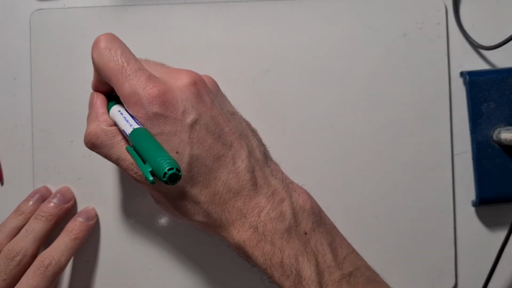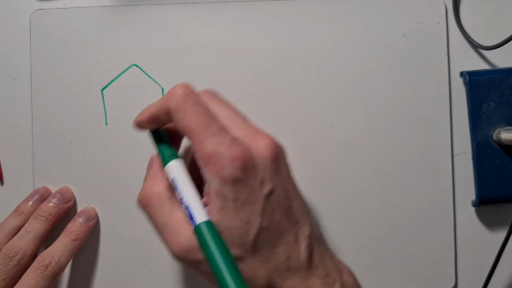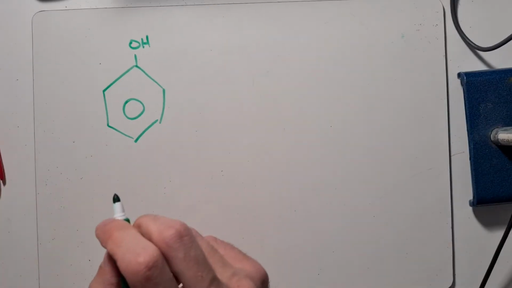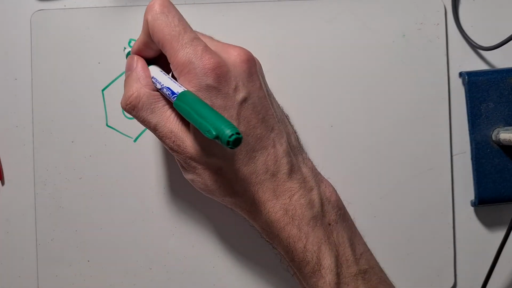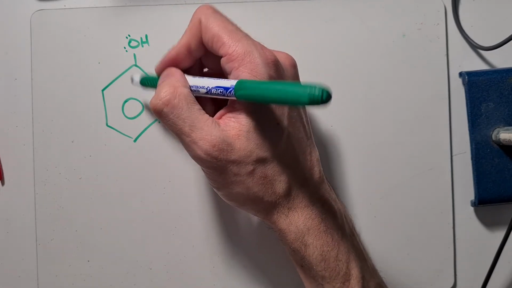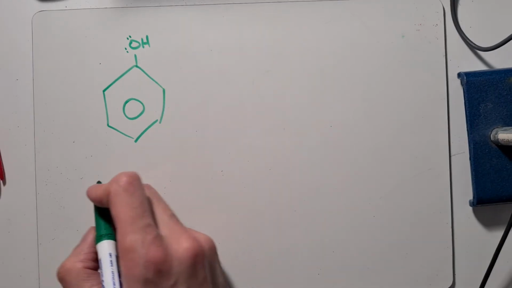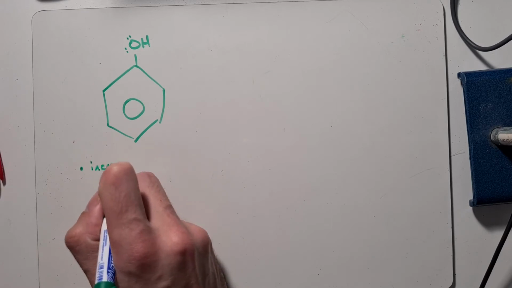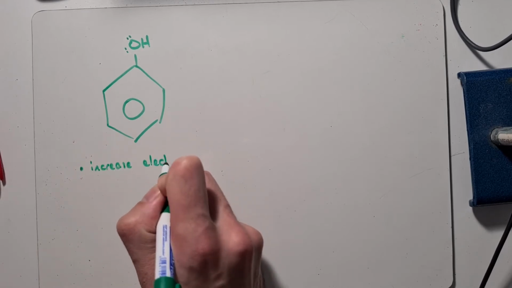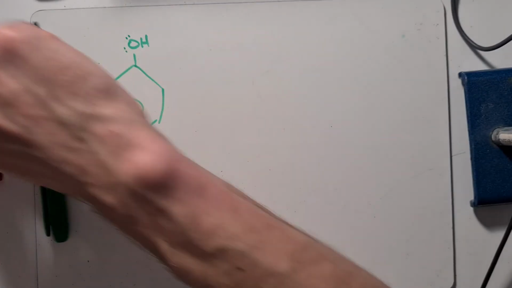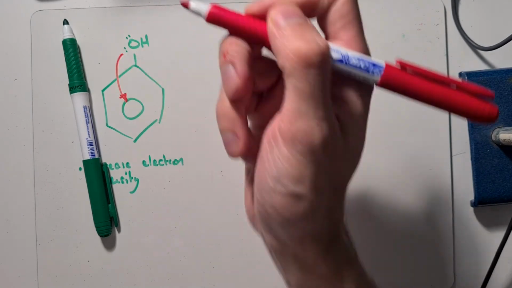So for this, if we start with phenol, phenol is electron donating, so it's going to donate a pair of electrons that is going to partially delocalize into the pi ring. So with phenol, it's going to increase electron density because it's donating.